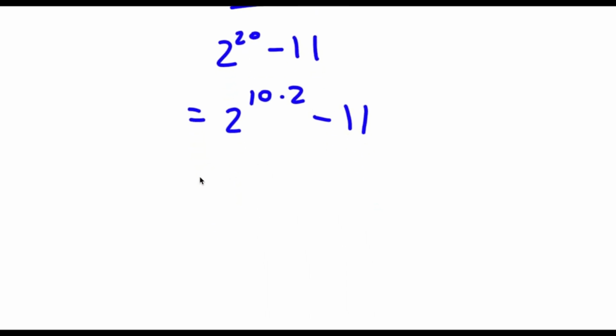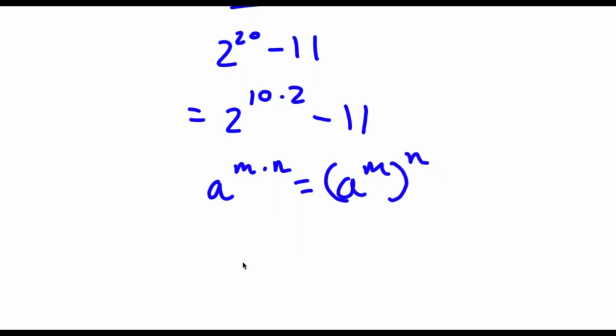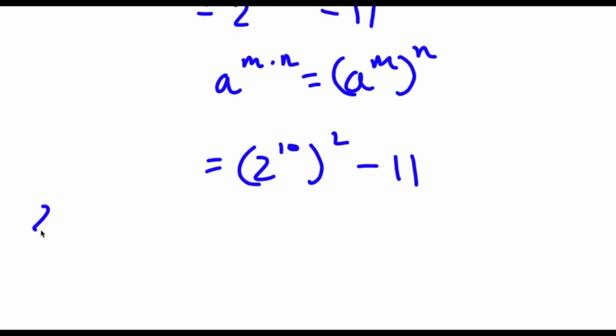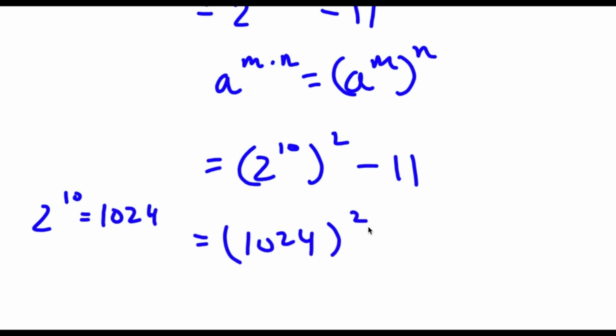And now, if I have something in the form a to the power of m times n, this is equal to a to the power of m to the power of n. So in this case, this is going to equal 2 to the power of 10 to the power of 2 minus 11. Now 2 to the power of 10, this is equal to 1024. So now I have 1024 to the power of 2 minus 11.